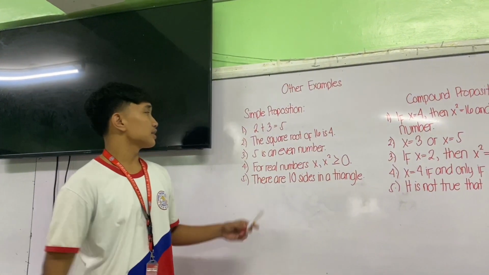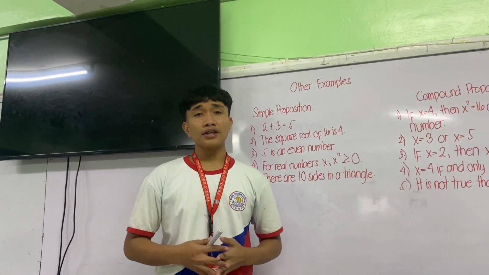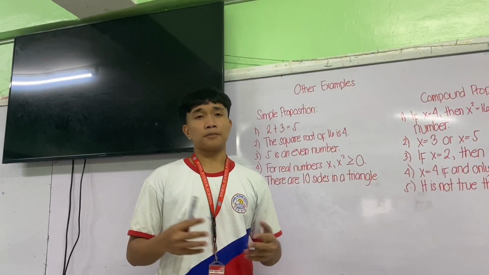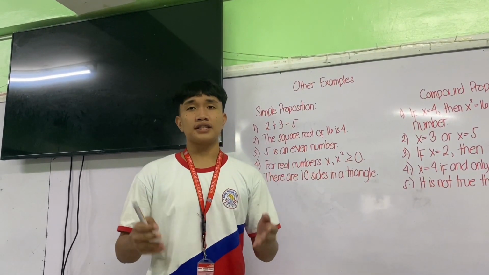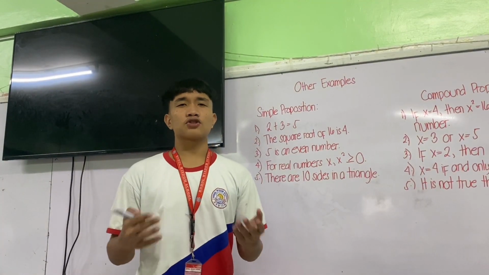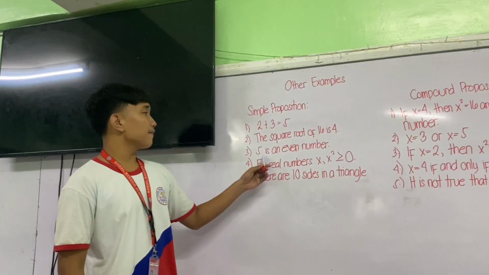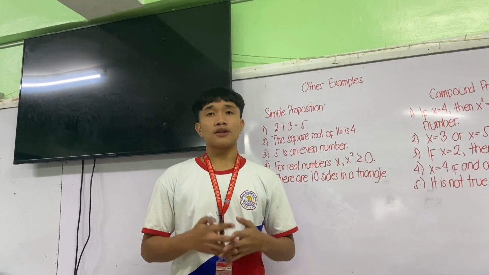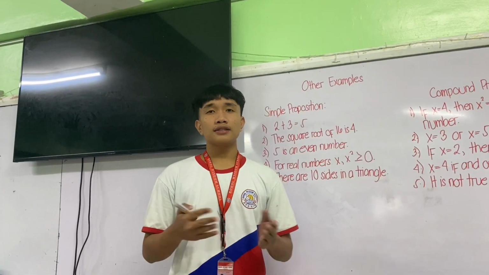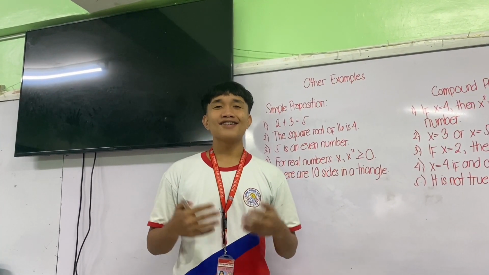So the second one is, the square root of 16 is 4. The truth value is still true. The explanation is, this is true because the square root of 16 is indeed 4. This is a straightforward mathematical fact. So the third one is, 5 is an even number. The truth value is false. Explanation: this statement is false because 5 is an odd number, not even.